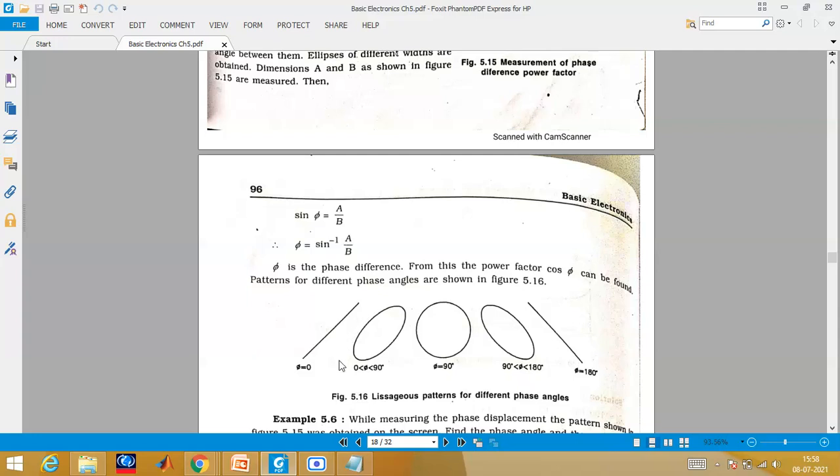If it is tilted towards your extreme left side or horizontal side, phi is equal to 0 degree. If it is an ellipse shape, then the phi angle will be from 0 to 90. You cannot say the exact value. If it is a circle, it is 90, and if it is tilted towards the extreme end, then you will say it is between 90 to 180. And if it is only a straight line tilted the other side, then it is 180 degree.